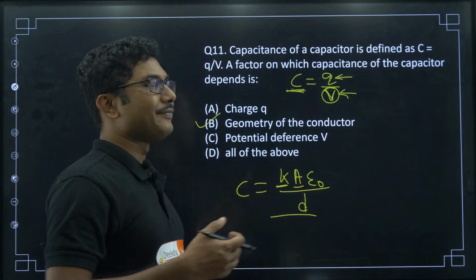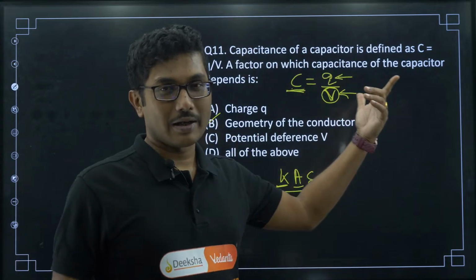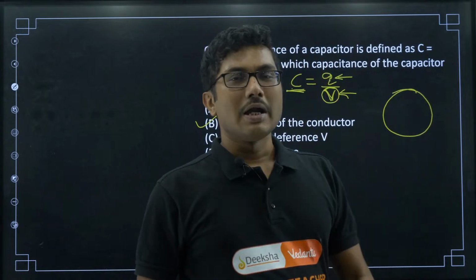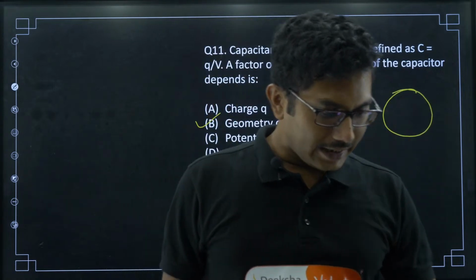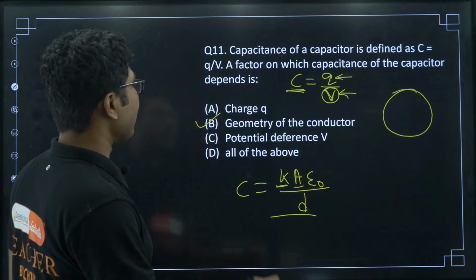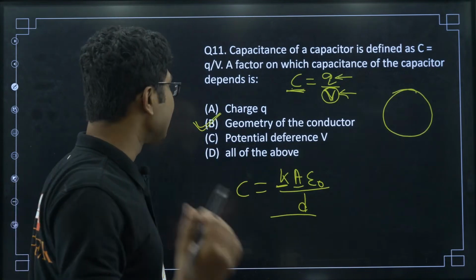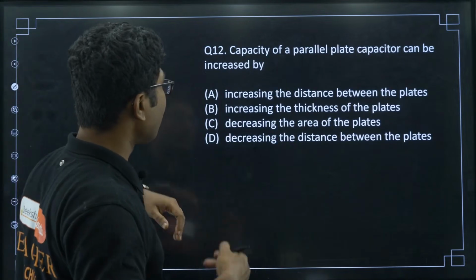So, basically capacitance depends on the geometry, that is area, distance, etc. Not only that, in case they have not mentioned a parallel plate capacitor, it can be anything. It can be a spherical capacitor, or a different shape of capacitor. So, definitely it does not depend on charge, it does not depend on V, it depends only on the geometry of the conductor. This is a confusing question if you are not aware.